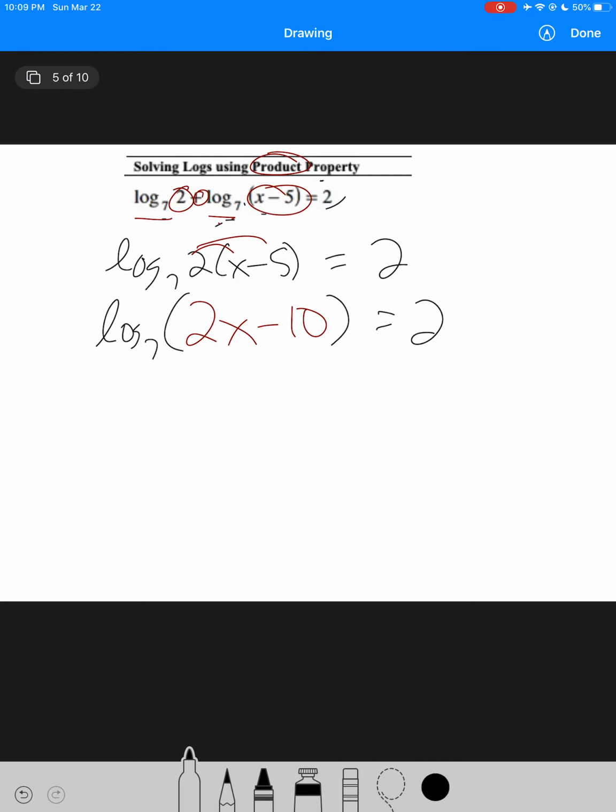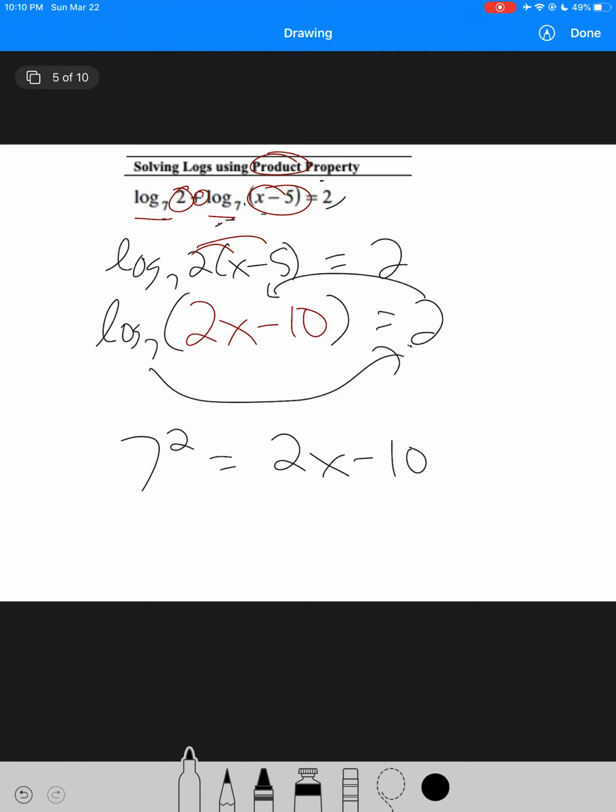All right, so what you would do is rewrite this in exponential form, because this doesn't have a log on it. If this said log base 7 of 2, then you would set this equal to that. But because it doesn't have a log, you would rewrite it exponential as 7 to the power of 2 equals 2x minus 10. And then we would solve it from there.